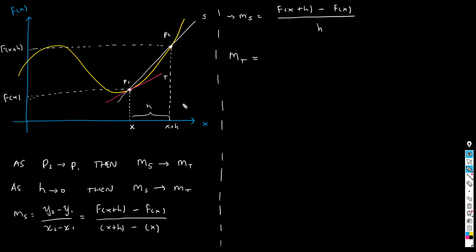Okay, that's a limit. So I'm going to establish the following. The slope of the tangent will be equal to the limit as h approaches 0 of the slope of the secant. But what is the slope of the secant? It's all of this quotient. So I'm going to substitute. I'm going to open brackets.